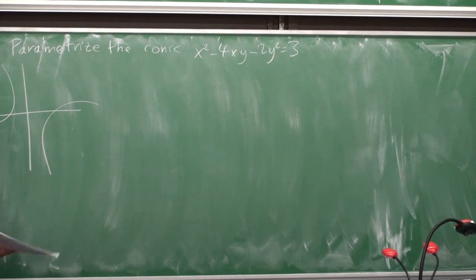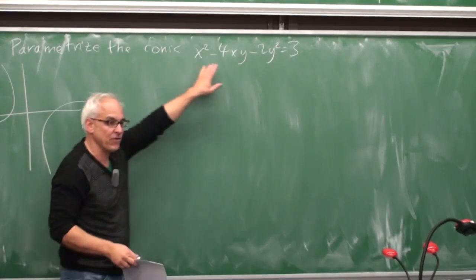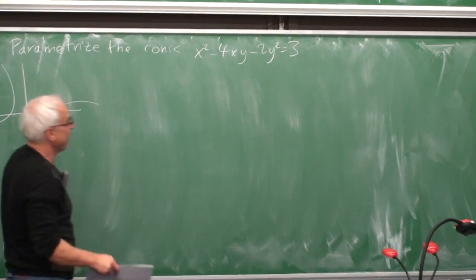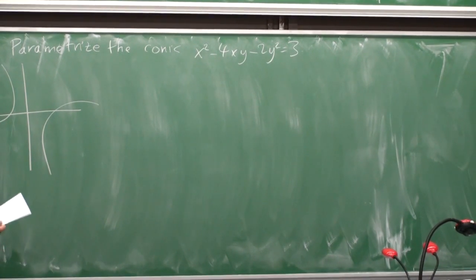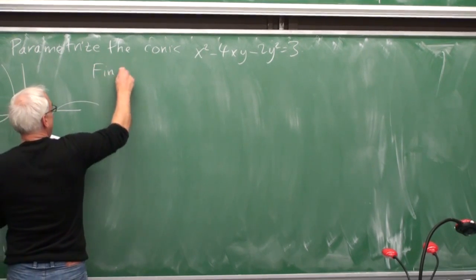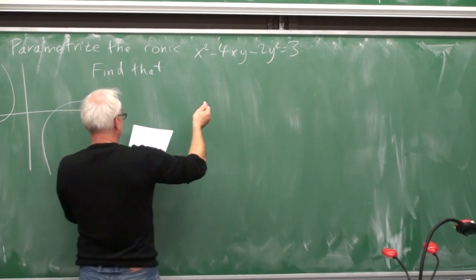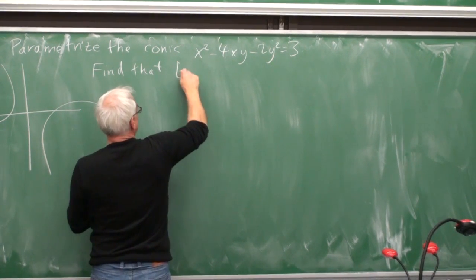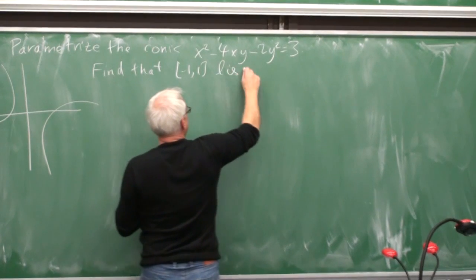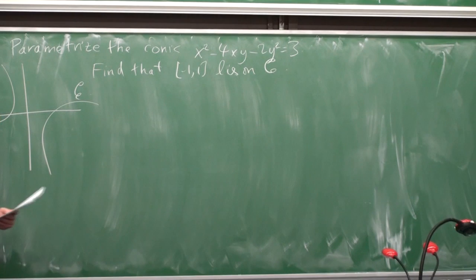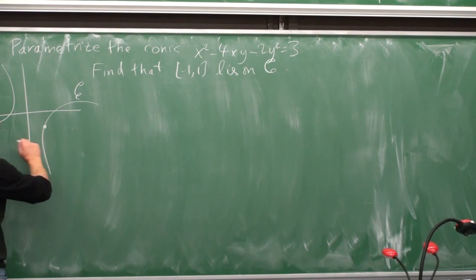And we need a point on the hyperbola to start with. So we have to hunt around for some small values of x and y that will satisfy this. Unfortunately, in this case, it's not that hard to do that. We find by trial and error that the point (-1, 1) lies on C. Let's call the thing C. We're going to use that as our base point for a parameterization.